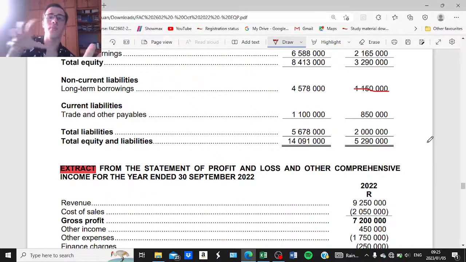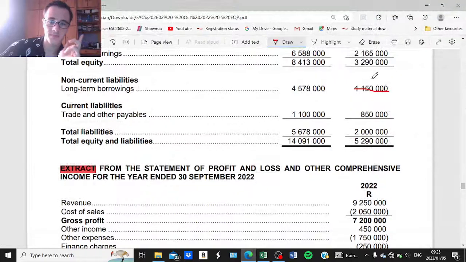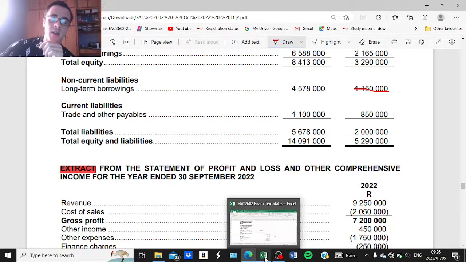All right, then we repaid 80% of that loan, so 20% logically remained. And then we acquired an additional loan in order to fund the acquisition of additional land. So what this means is once we subtract 920,000 from the opening balance, and we add the amount that was used or obtained to acquire new land, we should arrive at the closing balance of 4,578,000.